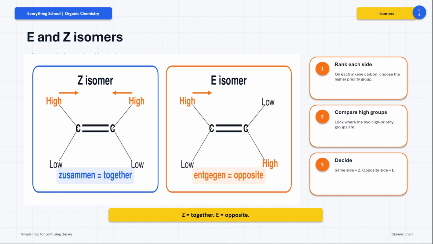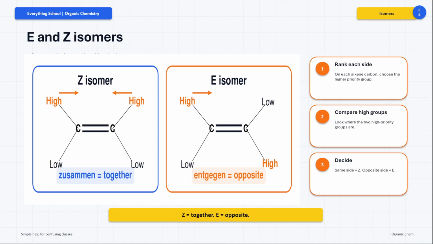The basic idea is simple. On each carbon of the double bond, identify the higher priority group. If the higher priority groups are on the same side, the molecule is Z. If the higher priority groups are on opposite sides, the molecule is E. A memory trick is this. Z means together because the high priority groups are on the same side.